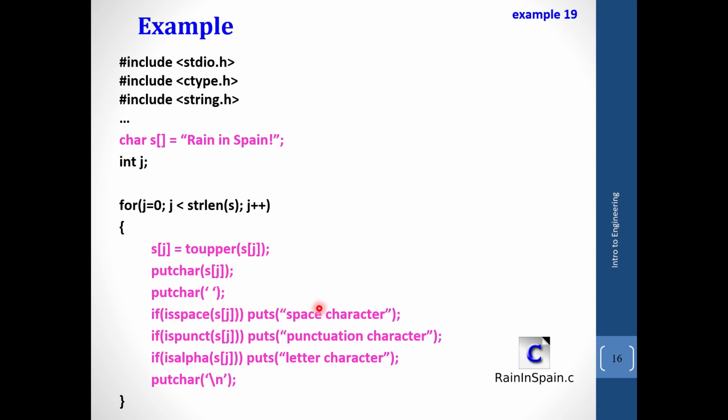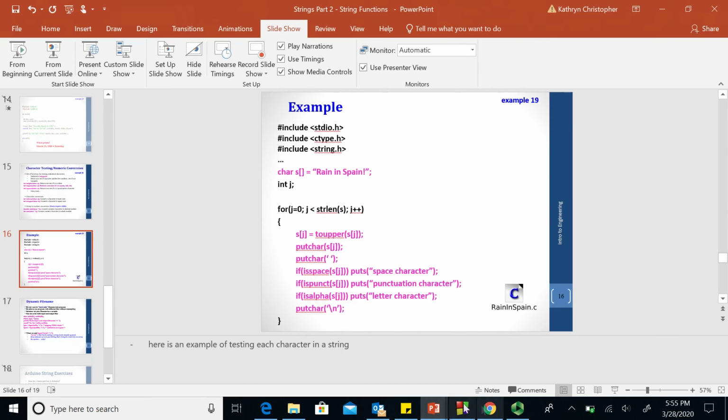If it's a space, I'm going to print space character. If it's a punctuation, I'm going to print punctuation character. And if it's an alpha, I'm going to print letter character. And you'll notice I'm doing this with puts as an example. And then I'm going to print a new line, and then you increment J to the next character. The next character we do would be A, etc., and we'll go through the whole thing. Let me show you.